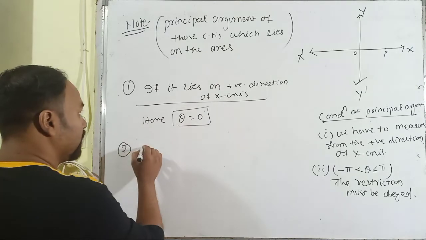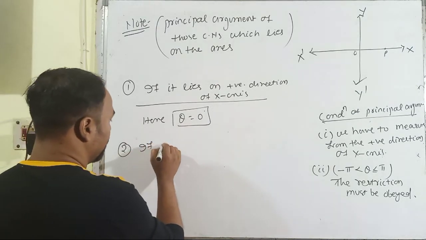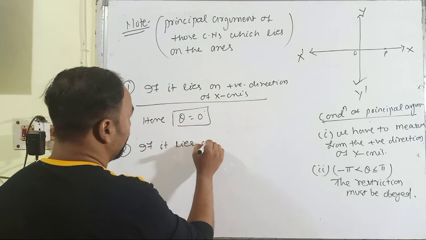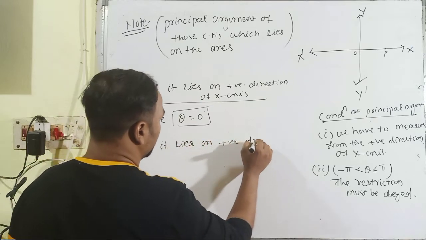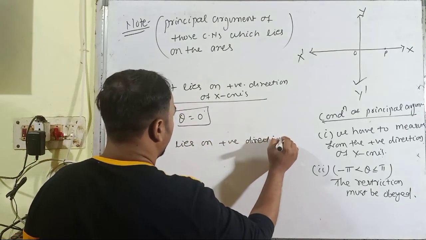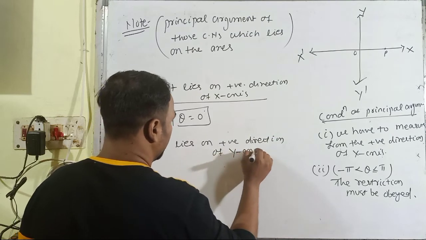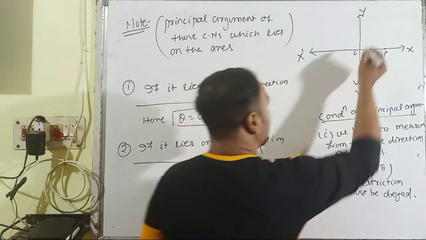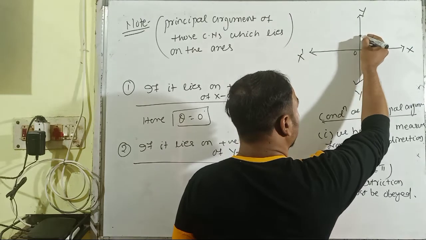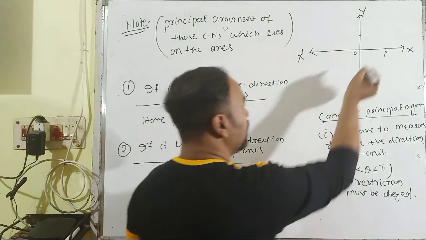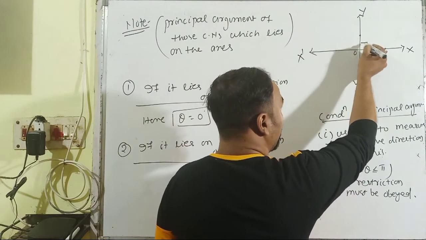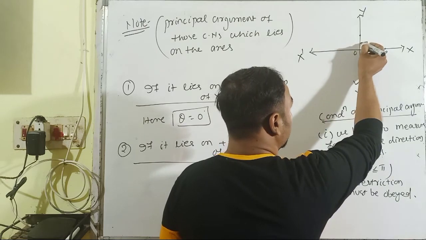Second one, if it lies on the positive direction of the y-axis, if theta lies here, then we have a measure of 90 degrees here.